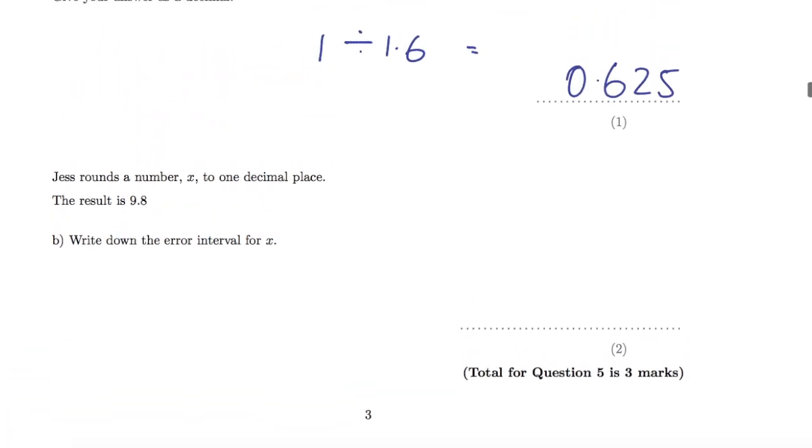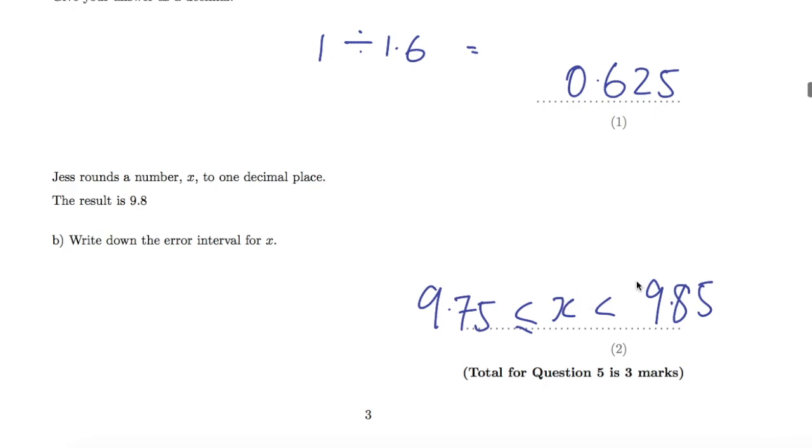Okay, the second part of this question says, Jess rounds the number x to one decimal place. The result is 9.8. Write down the error interval for x. So we need an error interval here, and x is going to be greater than something or less than something. So what rounds to 9.8 to one decimal place? Well, that could be 9.75. That rounds up to 9.8. And x could also equal 9.75. So we can say it's greater than or equal to. And what rounds down to 9.8? That's 9.85. Anything up to 9.85 rounds down to 9.8, but 9.85 itself rounds up.